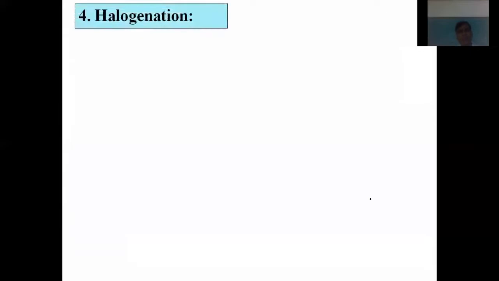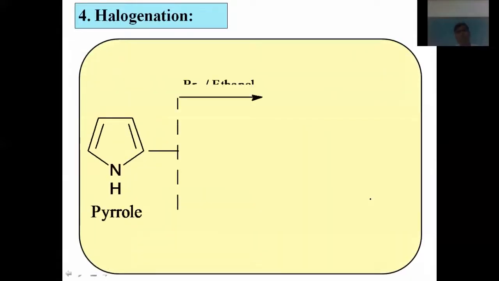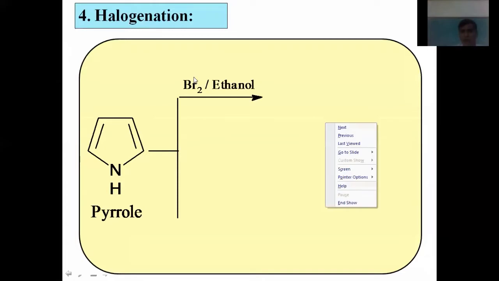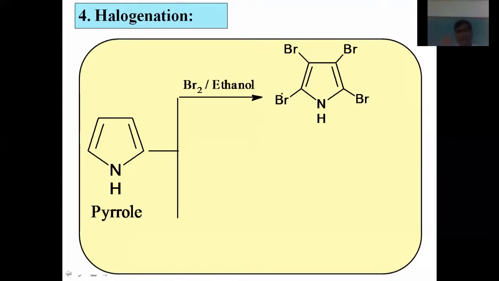Now let us see the next one, halogenation. Halogenation means replacement of a hydrogen atom from the aromatic compound by a halogen. Okay, it may be chlorine, bromine, or iodine. Let us say an example. Suppose that pyrrole is treated with bromine in ethanol. In this reaction, all the 4 hydrogen atoms of pyrrole are replaced by bromine and we get tetrabromopyrrole. Here each carbon has one hydrogen atom, and those hydrogen atoms are replaced by 4 bromine atoms, and we get tetrabromopyrrole.